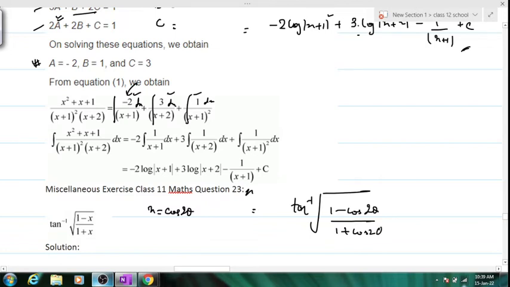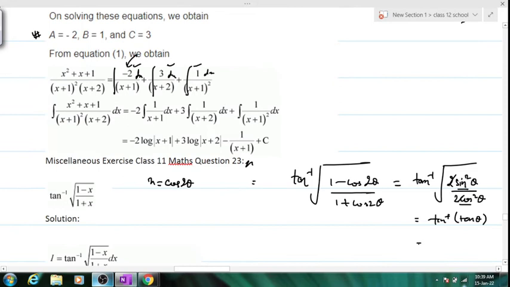Clear? Then 1 plus 1 minus cos 2 theta is how much? 2 sin square theta, and denominator will have 2 cos square theta. This goes, you'll have only how much? Tan theta, tan inverse, tan theta. Any doubts till this much? Tan goes, you'll have only theta. So in place of theta, what can you write?